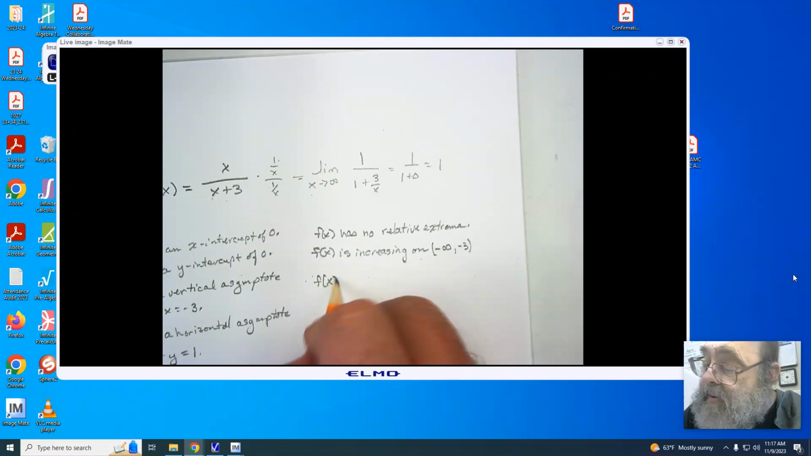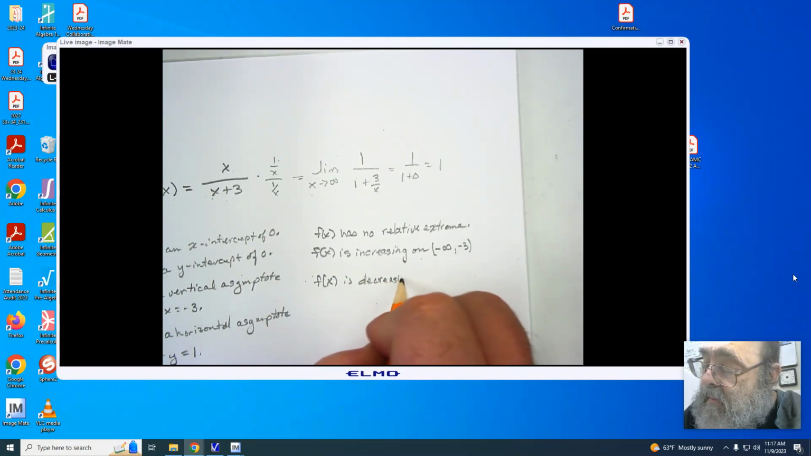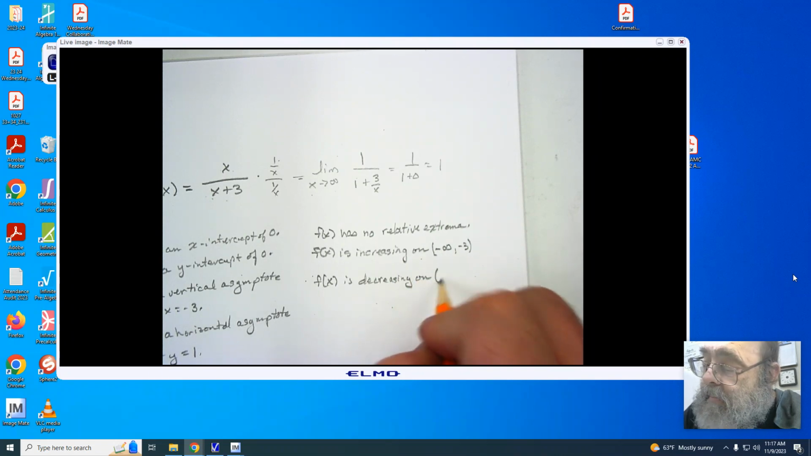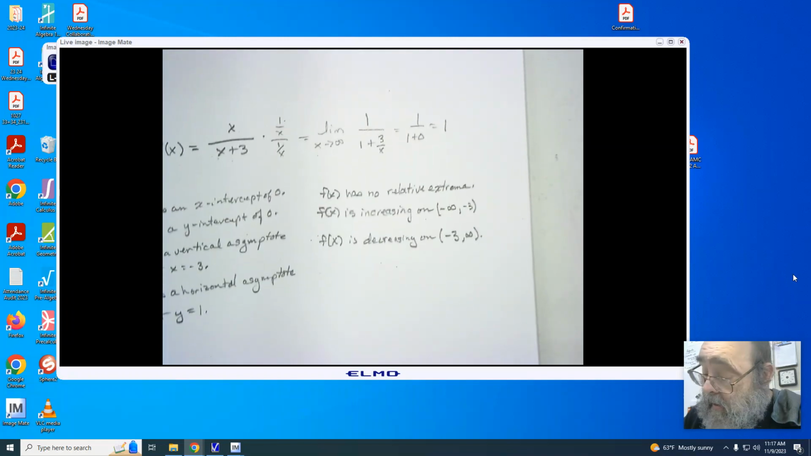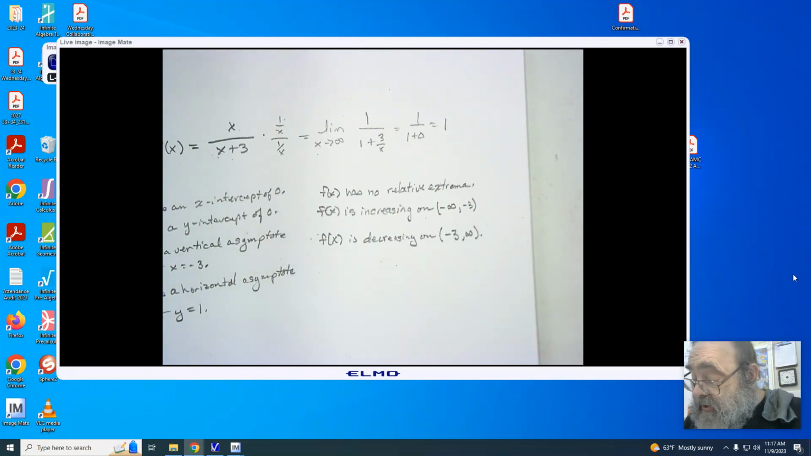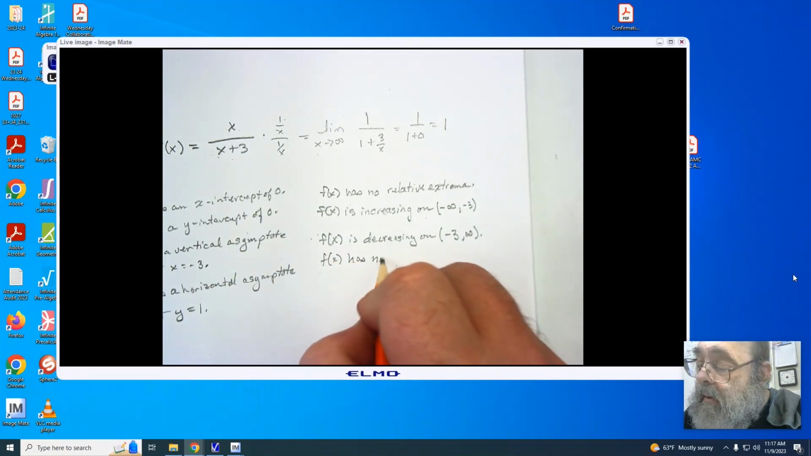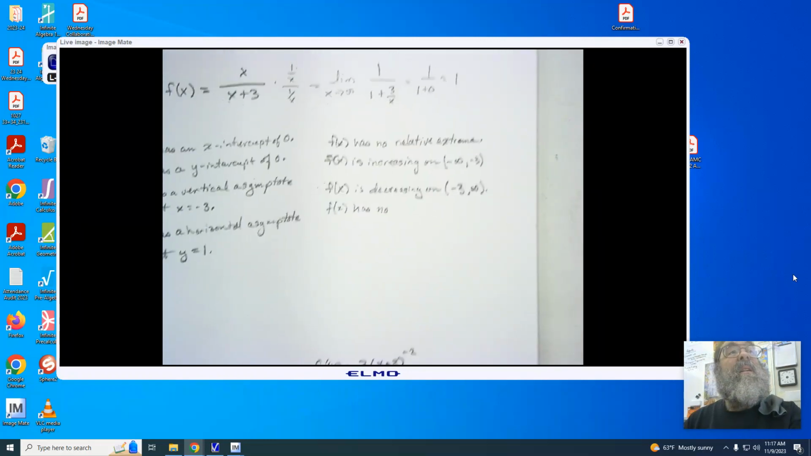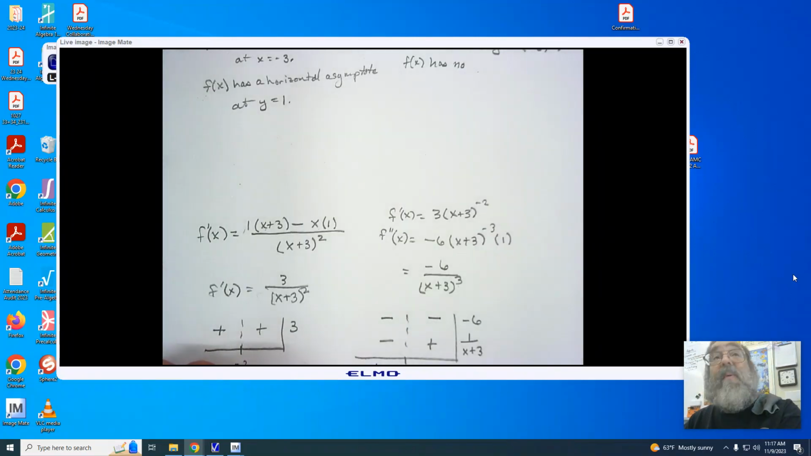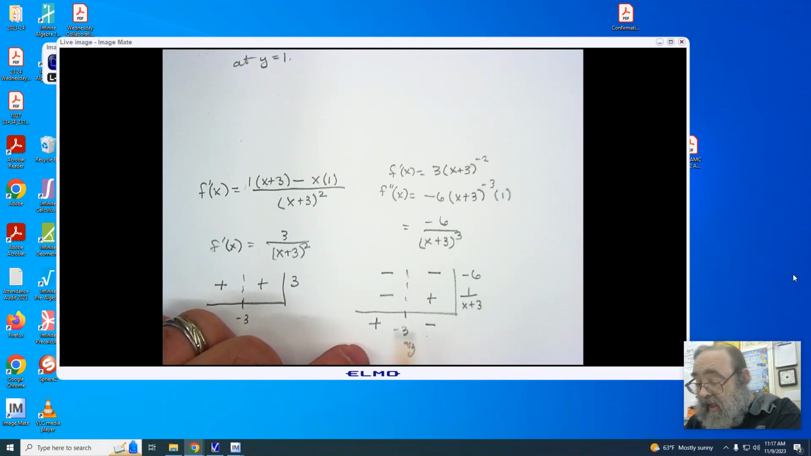F of x is decreasing on, and I'm now doing negative 3 to infinity. There is no point of inflection because this is an asymptote. And by this, I mean x equals negative 3. Notice we might actively think that that's a point of inflection, but it is not because it's an asymptote. So there is no point of inflection.